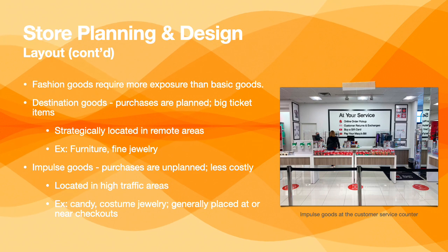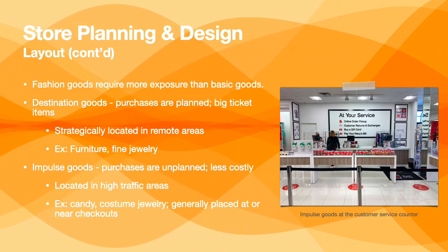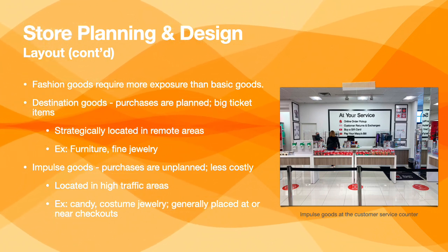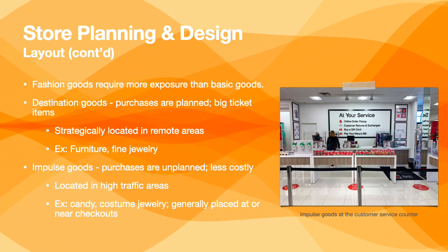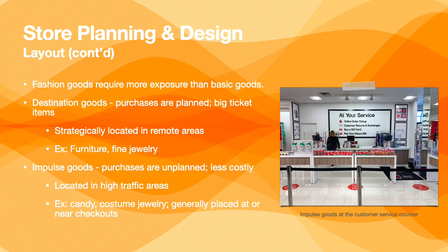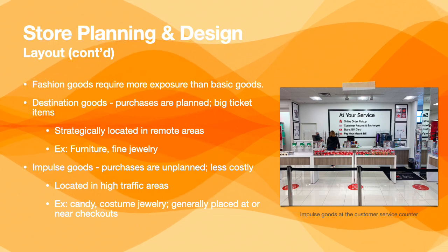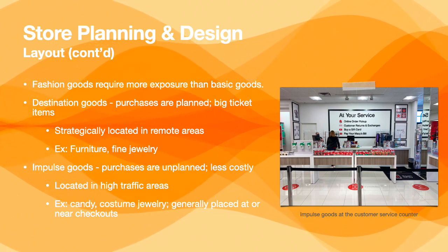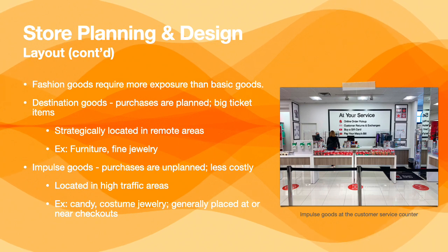Impulse goods are your purchases that are unplanned and are generally less costly merchandise. Impulse goods are located in high traffic areas. Examples include candy and costume jewelry, which sometimes is placed at or near checkouts.